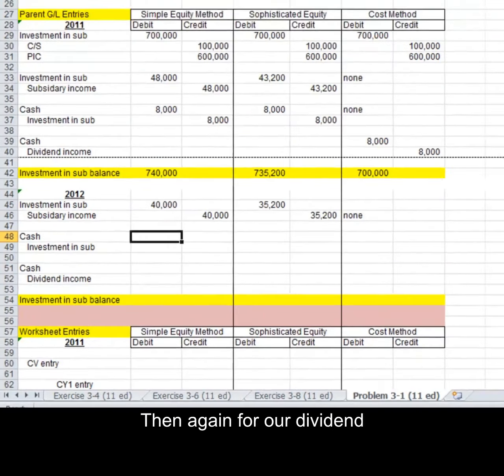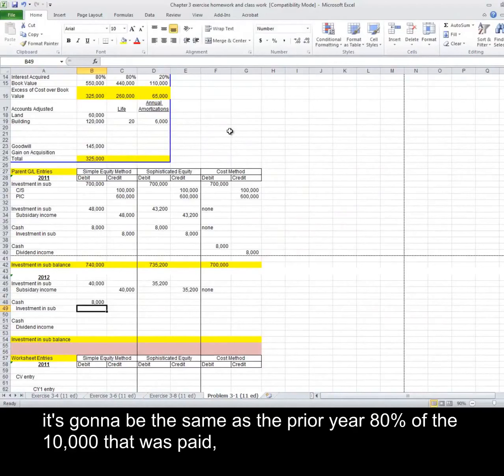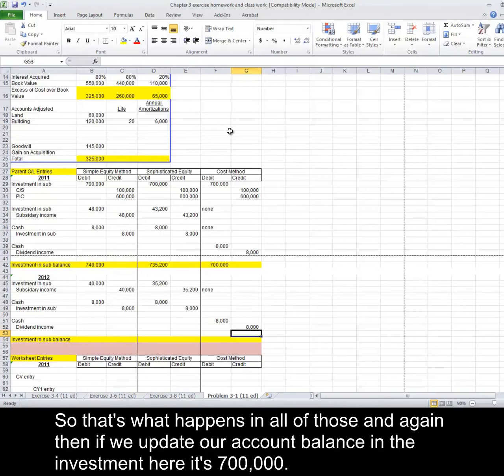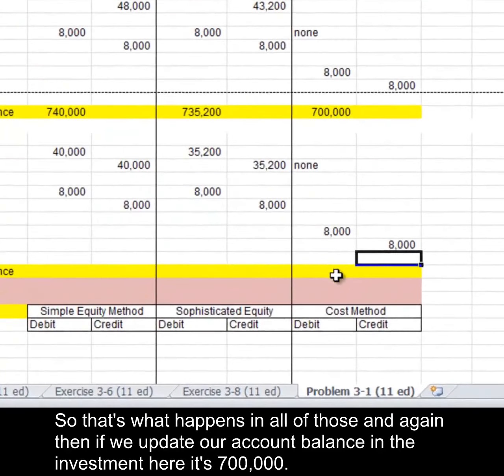Then again, for our dividend, it's going to be the same as the prior year, 80% of the $10,000 that was paid. And under the cost method, we record it as dividend income, not a change to the investment. So that's what happens in all of those. And again, then if we update our account balance in the investment, here it's $700,000.